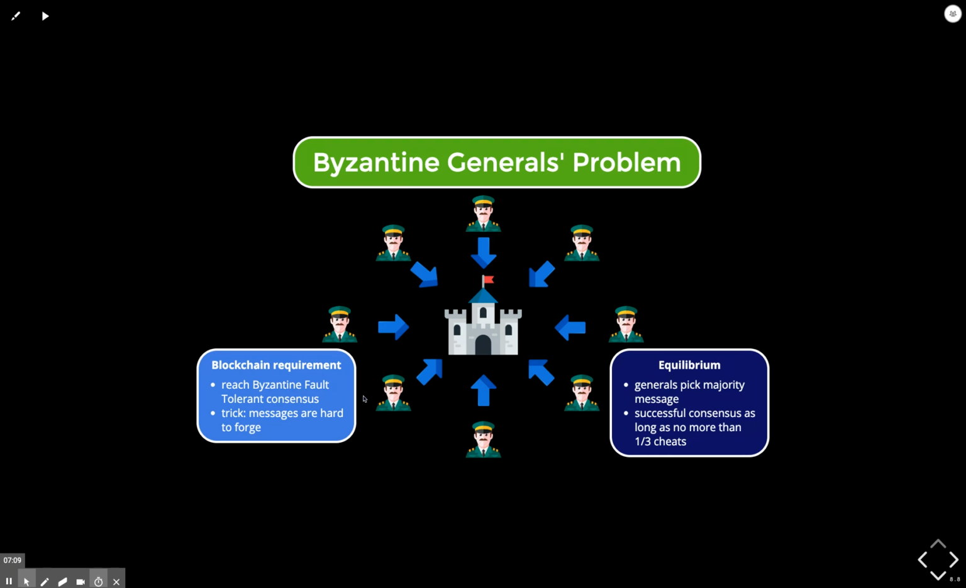What a blockchain requires in order to work is a consensus algorithm in this distributed network that is Byzantine fault tolerant, which means that it will work unless more than 1/3 of the members of the network are compromised. Now, the trick that blockchain technology uses and that makes this work is not just the number of messages, but that it is actually really hard to forge the messages. And this is where the proof of work protocol comes in.